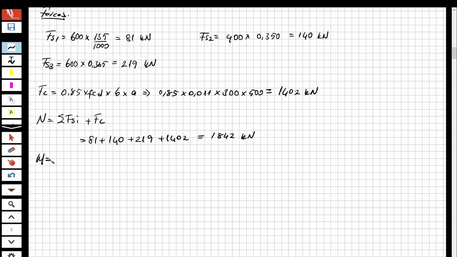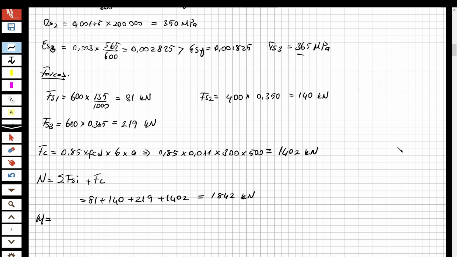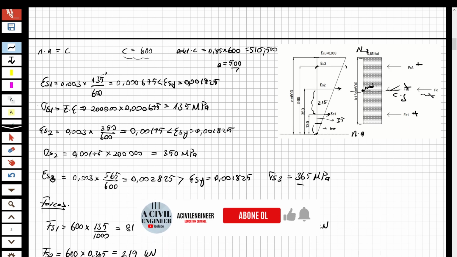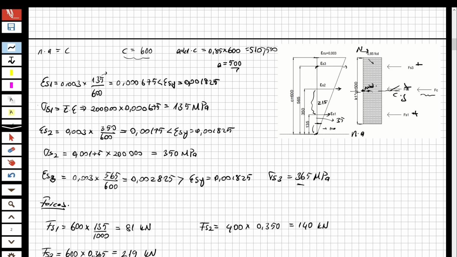Let's calculate the moment for these forces. If you remember, I told you in the previous example that it's going to be taken with respect to the midpoint. This is the midpoint. Now I show you that this force cannot create any moment, and also this force cannot create any moment, because F concrete acts at the midpoint of this cross section. So there's going to be just the moment created by these two forces.